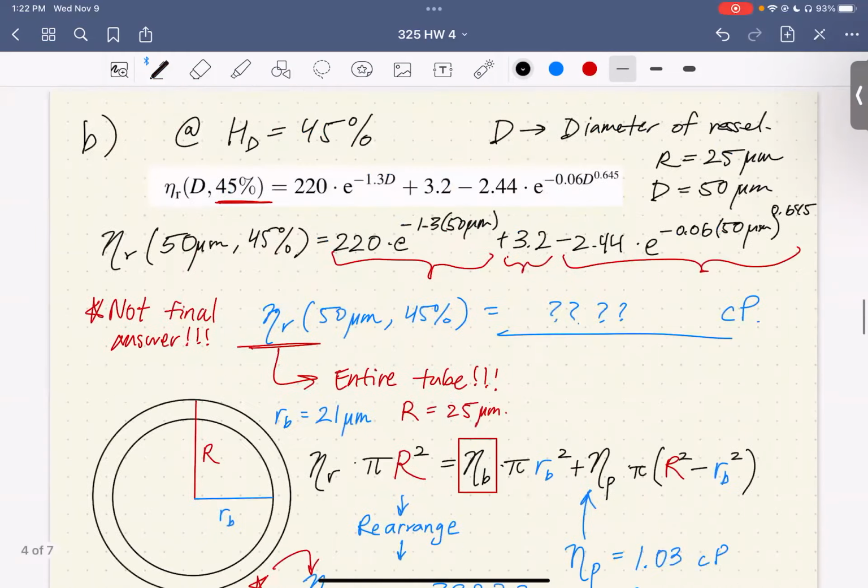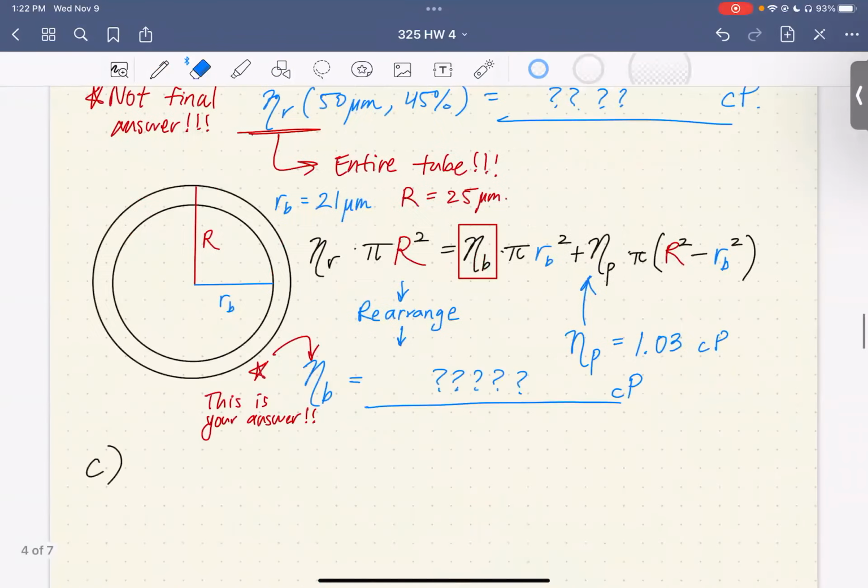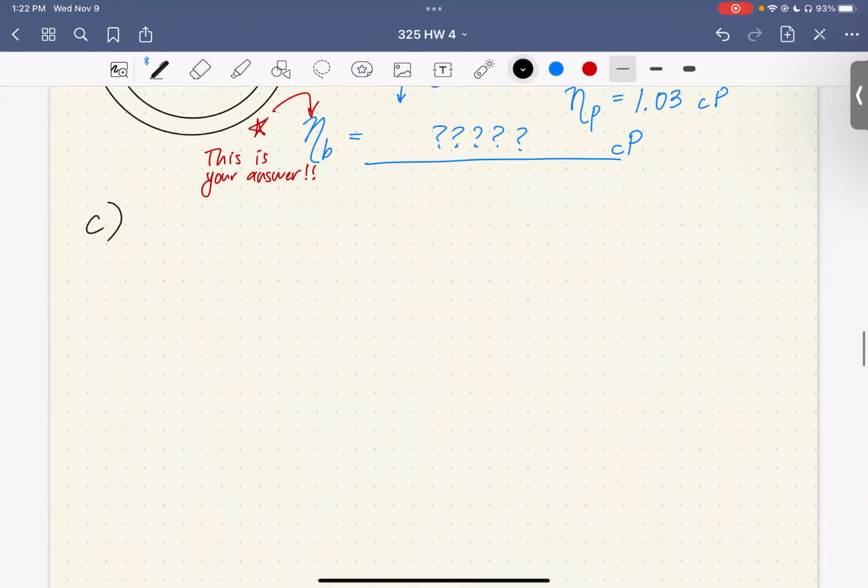Let's take a look at the question one more time. It says specify the boundary conditions necessary to find the 4 unknown coefficients that arise in the plasma and core velocity equations. Okay, so it's asking what are the BCs, boundary conditions, for the 4 unknown coefficients, right?